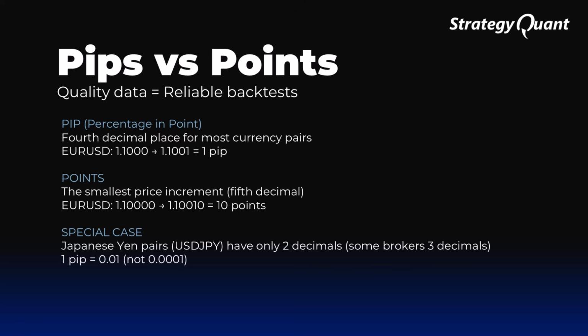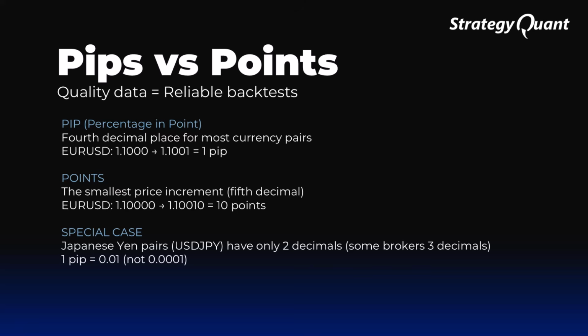So a move from 1.10000 to 1.10010 is 10 points or 1 pip. For pairs with the Japanese yen, it's different. They only use 2 decimal places.